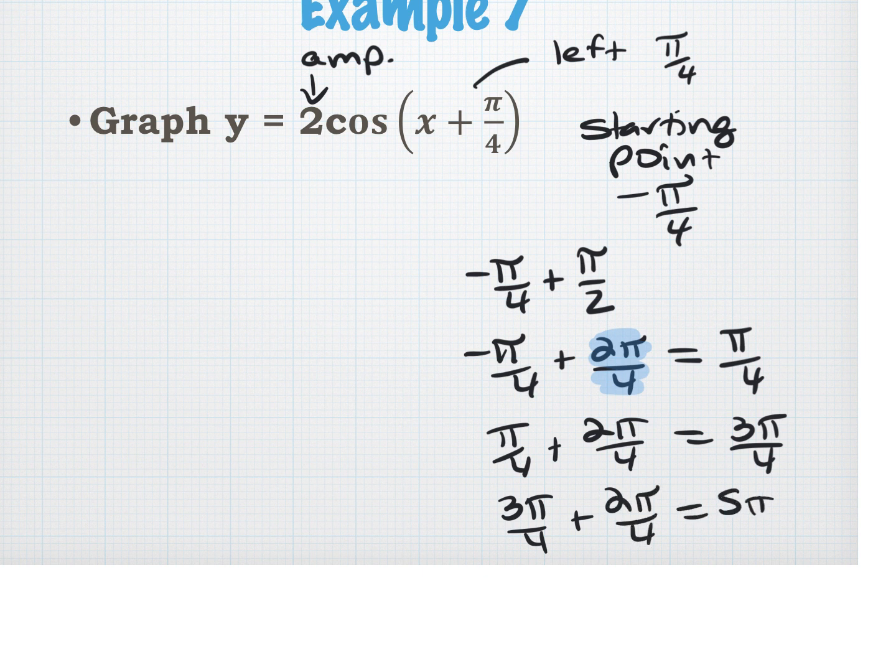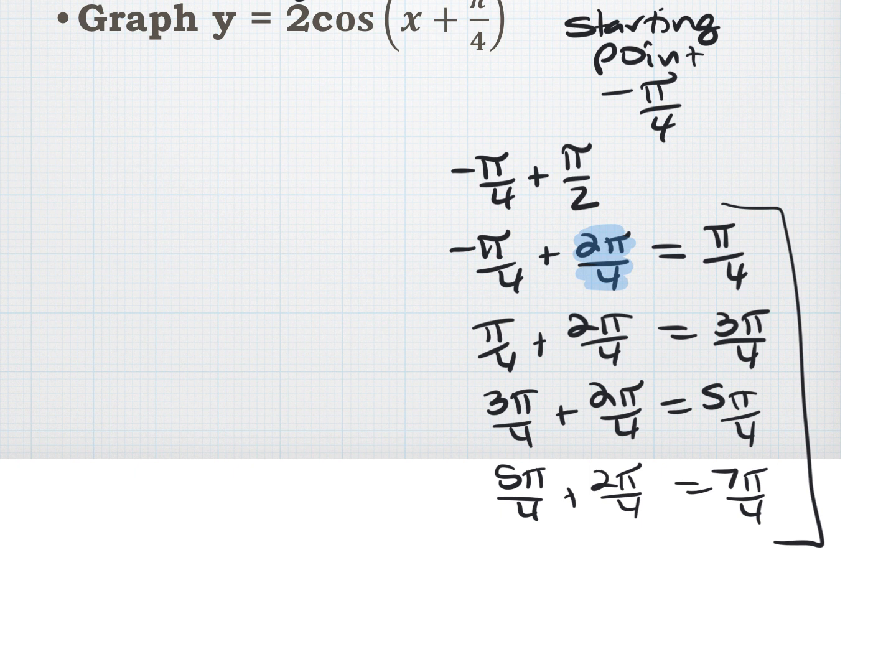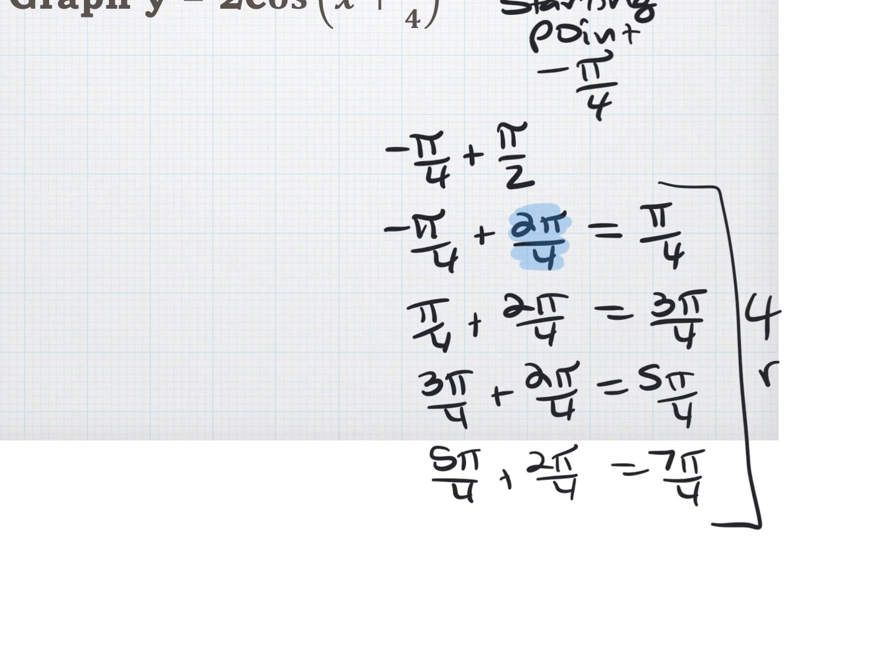5 pi over 4. One more time, because I need 4. 5 pi over 4 plus 2 pi over 4 gives me 7 pi over 4. These are the 4 key points to the right of the start. Now I'm going to do the same thing and subtract pi over 2.